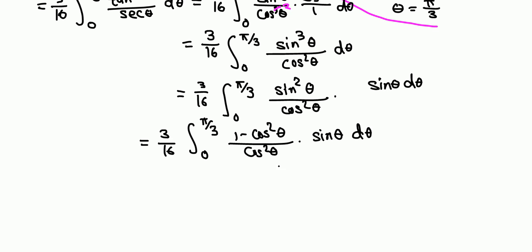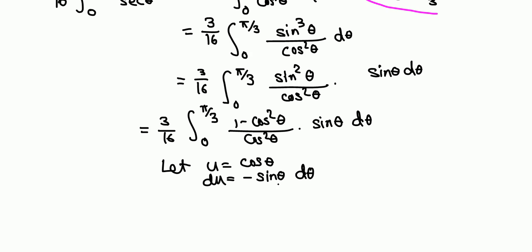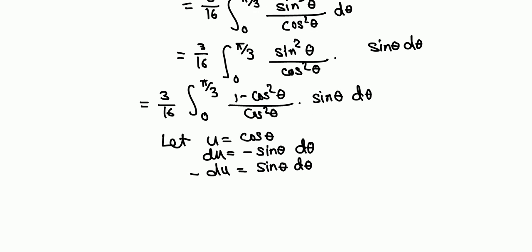So we make another u substitution here. Let u be cosine, then du, the derivative with respect to theta, is negative sine theta d theta in differential form. If we multiply both sides by -1, sine theta d theta will be -1 times du. So we are converting everything in terms of u. By the way, these limits 0 and pi over 3 are for theta. Since we are converting everything in terms of u, we need to change those as well.